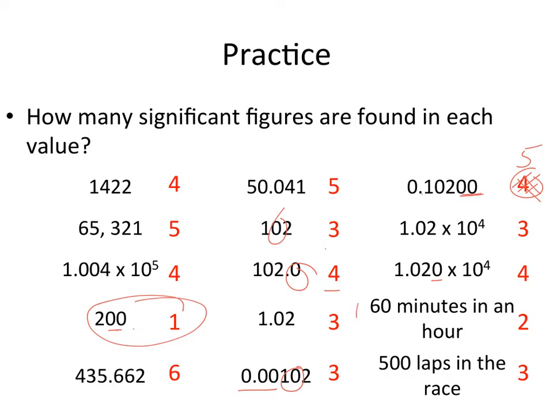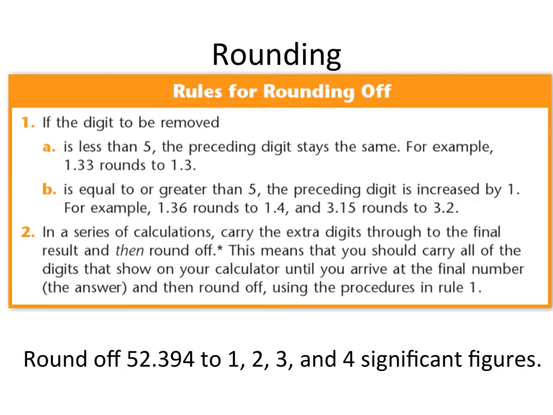And here's a counted value. There's 60 minutes in an hour. That's actually a definition. We precisely have 60 minutes in 1 hour, so that is significant. Same thing here. Some person ran 500 laps in the race. They ran 500. They didn't run 499 and it was rounded. It was exactly 500.